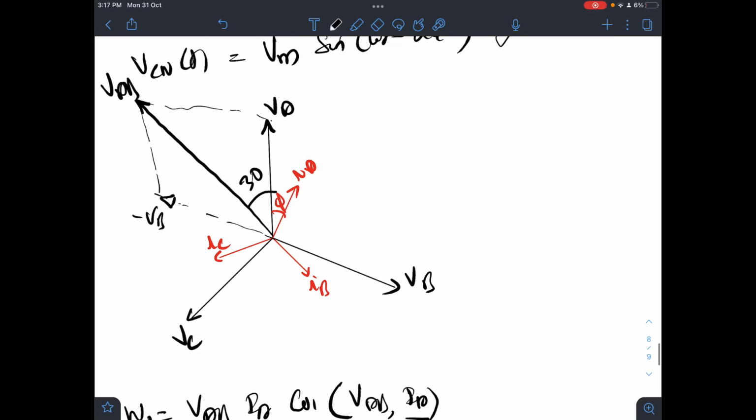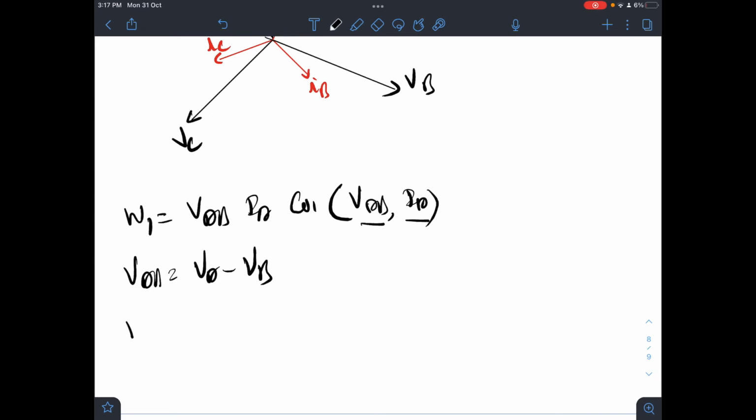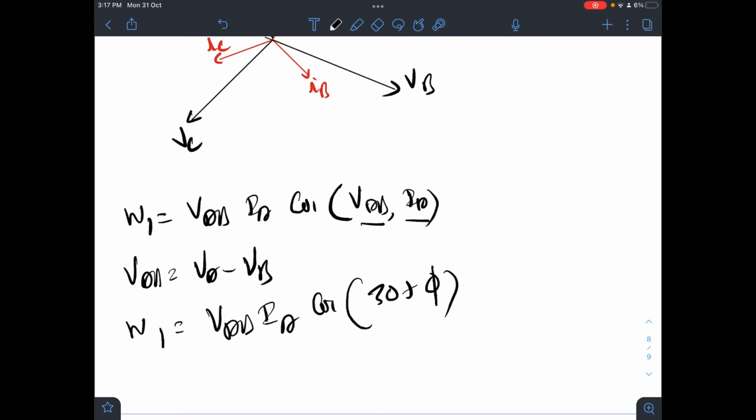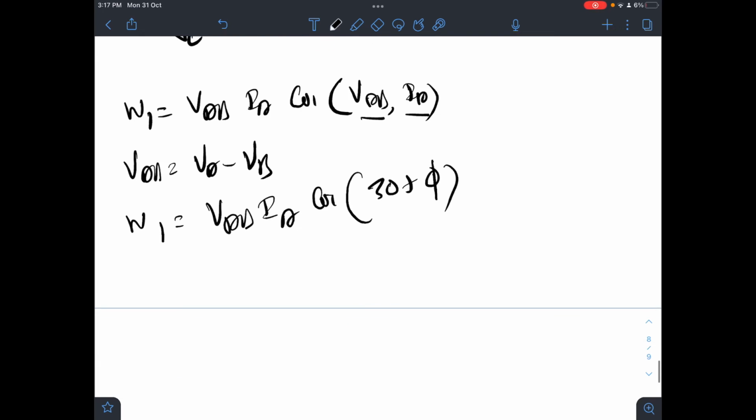So the angle between VAB and IA will be 30 plus 5. So I can write W1 as VAB into IA into cosine of 30 plus 5. So that is my W1. Similarly, I can find out W2.